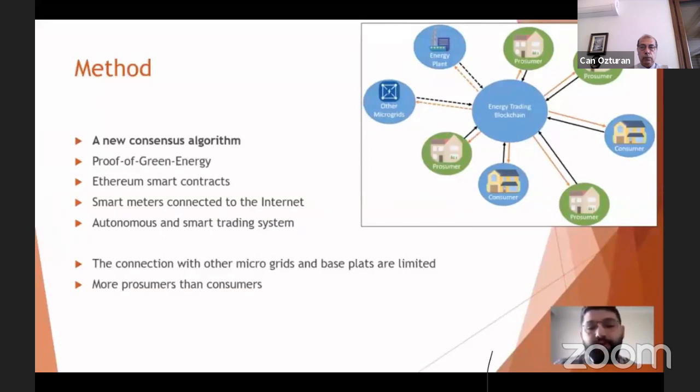And the connections with the other microgrids and the base plants are limited, as you can see on the schematic, because there need to be more prosumers than consumers in the network so that we don't need to buy energy from outside sources as much. Except for some extreme cases, we should be able to consume the production in the same network.